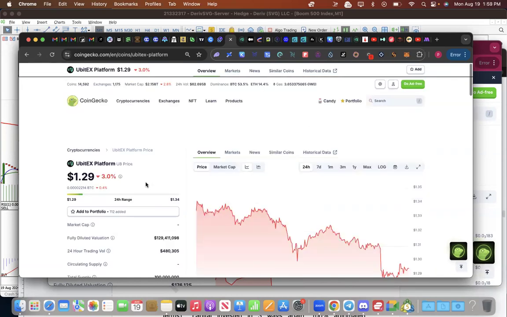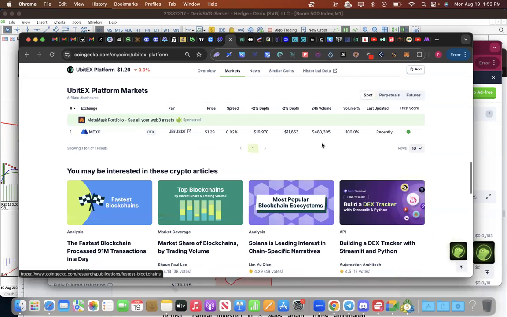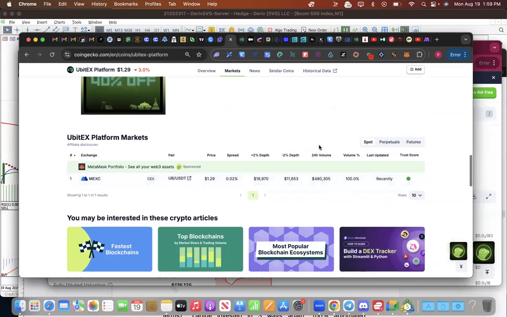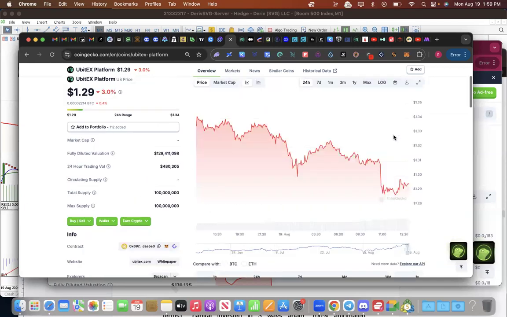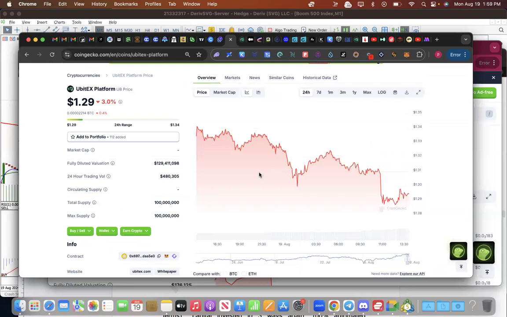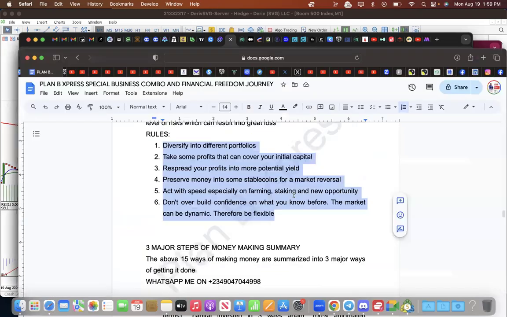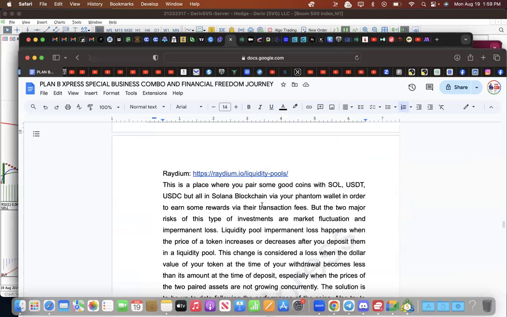Now if you look at this token, it can be bought not only on their platform, but it can be bought on MXC, which is a centralized exchange. So I can go to MXC and buy the token and keep. That's number one. Or two, I can be on MXC and start trading this token. That's another one. But Ubitex on its own, how does it actually function? So quickly, let's look at it. I'm going to take you straight now. How does Ubitex actually work?